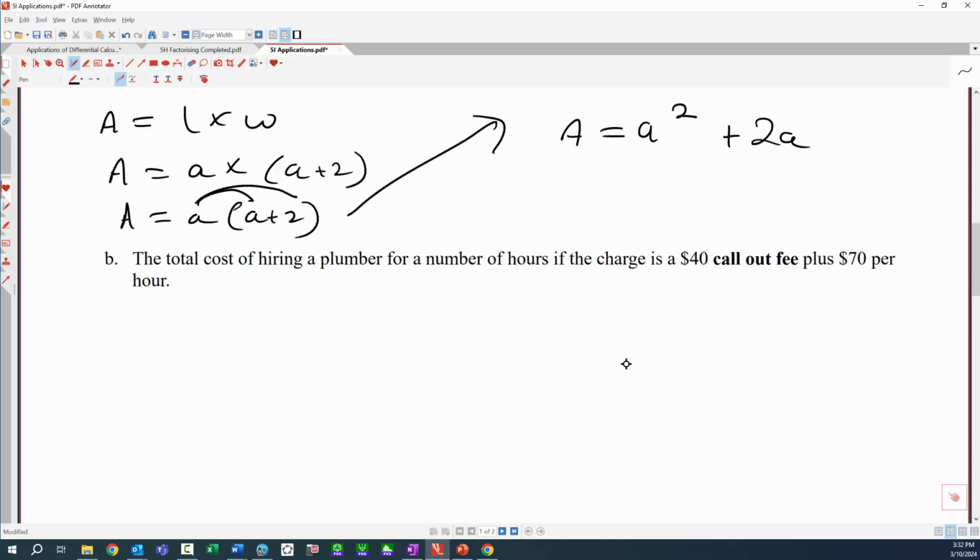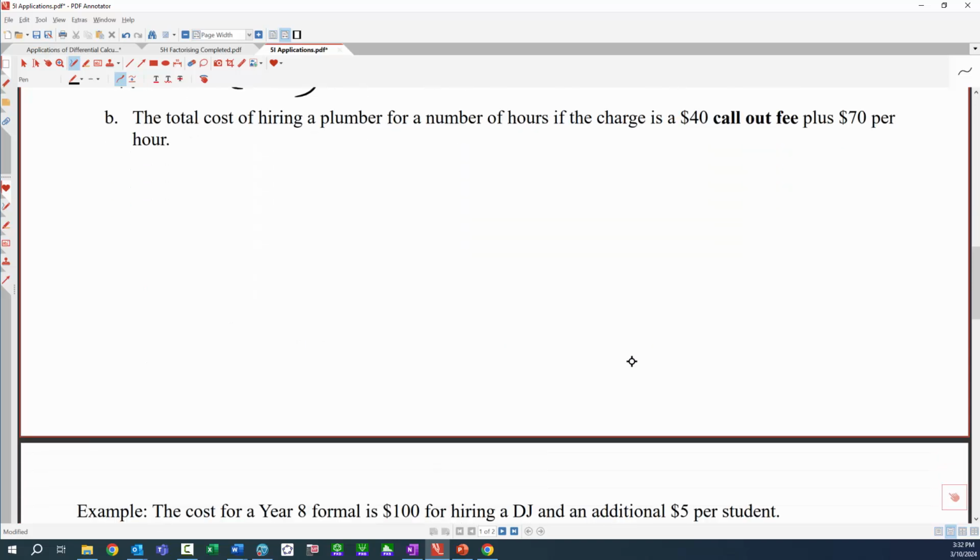Right, the next example we're going to do is a separate one, so this doesn't continue from the previous one. So example B is going to be this one here. Again, I'm going to get you to pause the video so that you can write that out.